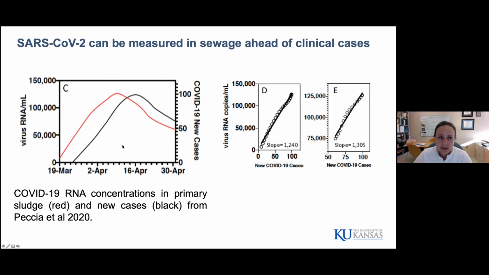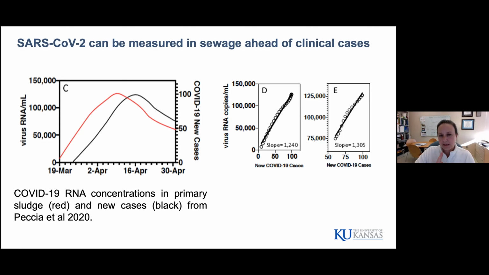There have been quite a few studies in this area published in the last 6 months. This is one that got a lot of press early on, out of New Haven, Connecticut. The black line is the number of COVID-19 cases reported in their public health, and the red line is the virus concentration in the wastewater. They showed nearly a perfect correlation between the concentration of the virus in wastewater and COVID-19 case data, but more importantly, that they had a 1-week lead time.